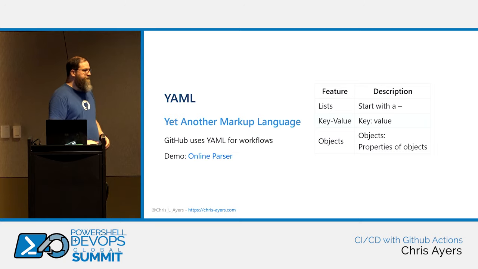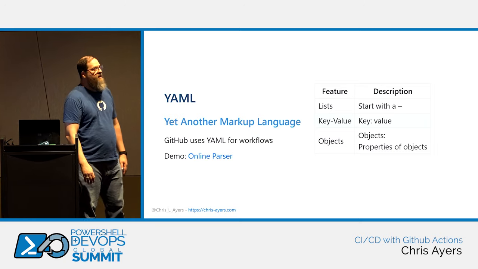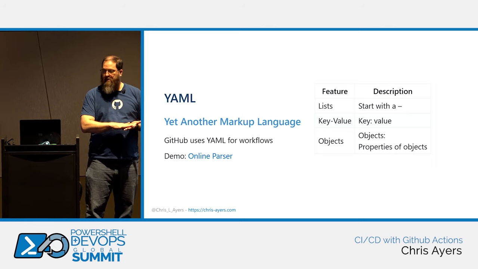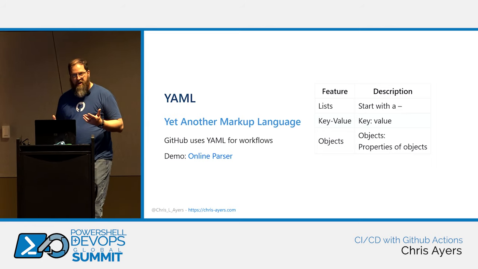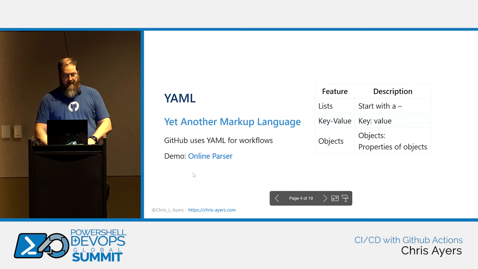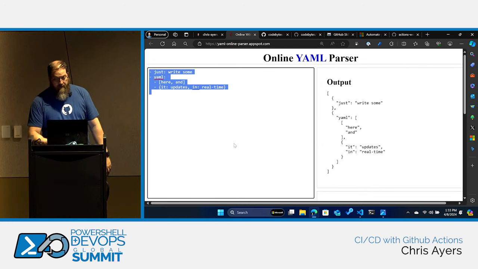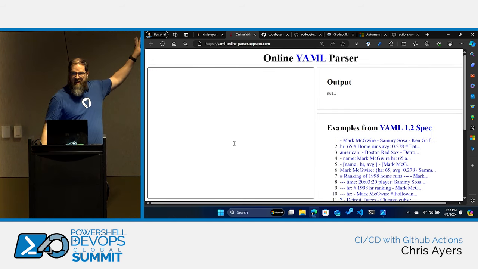So YAML, yet another markup language. Yay! GitHub uses YAML for all of its workflows. YAML is just a superset of JSON. I have a little link here. Let me just go to that. So, you guys see this okay? Is that big enough? Can you read that?